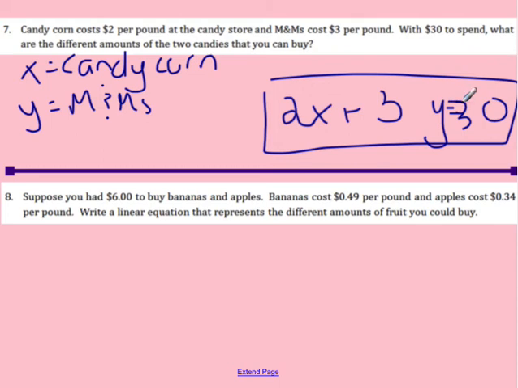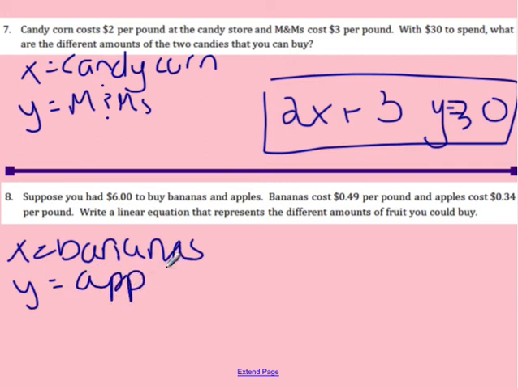Last but not least, let's take a look at number 8. Suppose you had $6 to buy bananas and apples. I'm going to let X represent bananas. Again, it's always important to label it. If I could spell today, that would be a fantastic thing. And I'm going to let Y represent apples.